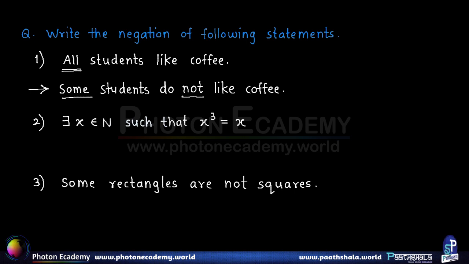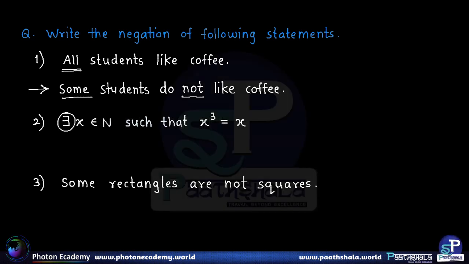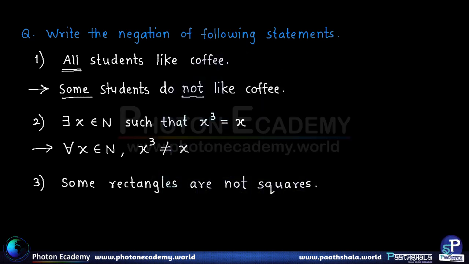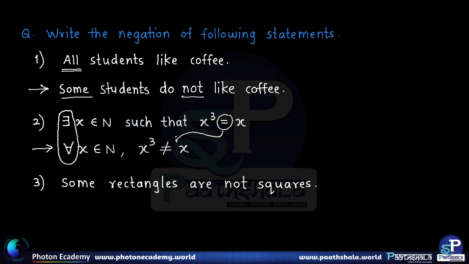Let's see the second example. It says there exists some x belonging to the set of natural numbers such that x cube is equal to x. Here we see that there is the "there exists" clause. So while doing the negation, we have to replace it with the "for every" clause. So we say that for every x which is a natural number, x cube is not equal to x. That is the required negation. We replace "there exists" with "for every", and this equality is changed to not equal, so we introduce the negation also.